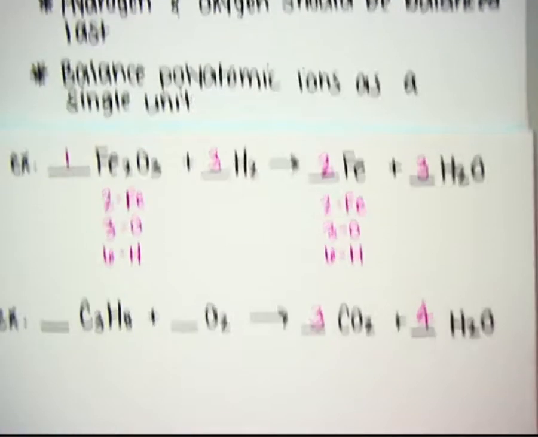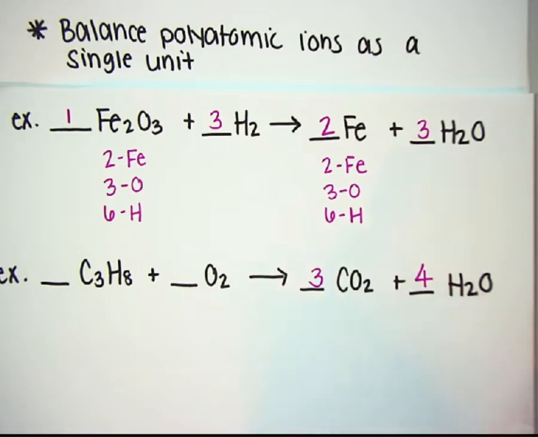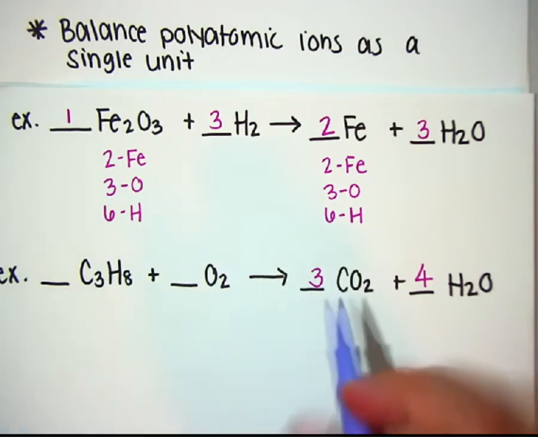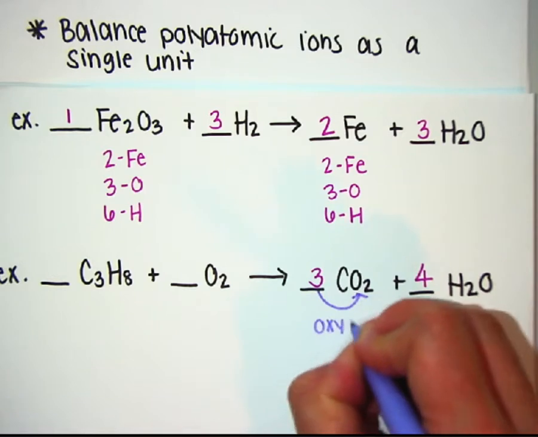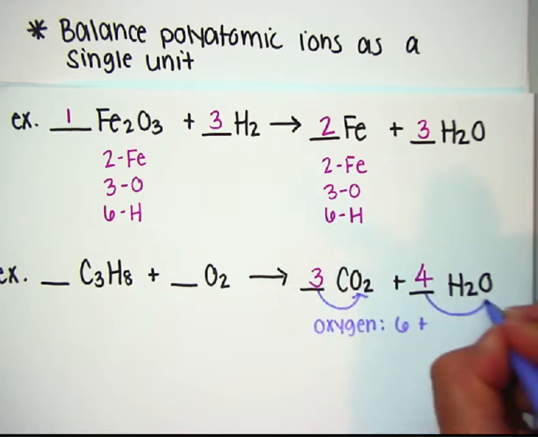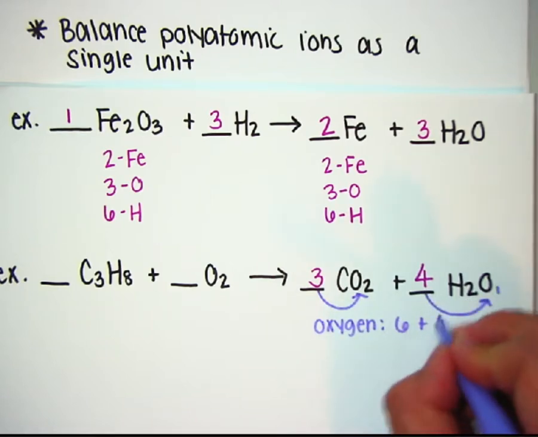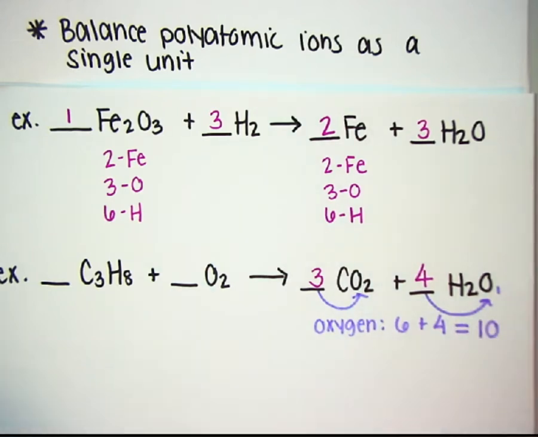Here's where we have to be really careful. I have oxygen in multiple places. Let's count the total number of oxygens. 3 times 2 gives me 6. 4 times 1 gives me 4. That means on the right side of the arrow, I have a total of 10 oxygens. So on the left side, I need 10 oxygens. So I can add a coefficient of 5.